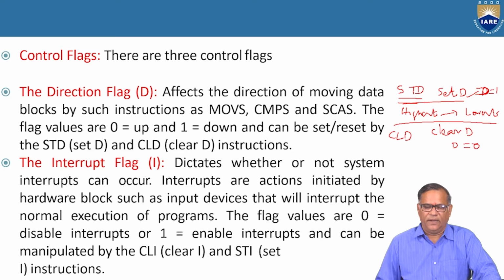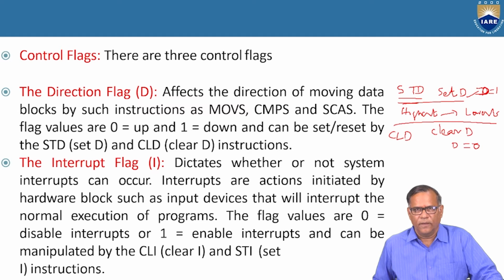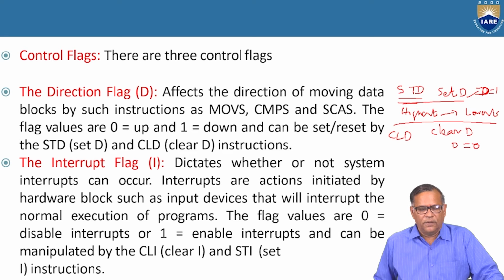Next is the interrupt flag. So this decides whether or not the system can accept interrupts. What are the interrupts? Interrupts are the actions initiated by the hardware block, such as input devices, that will interrupt the normal execution of the program. So whenever any external devices need the service of the microprocessor, they send request signal. That request signal is called as the interrupt signal. So using this interrupt flag, you can mask or disable the interrupts. So if the interrupt flag is set, then that means the interrupts are enabled and the microprocessor can entertain the interrupts.